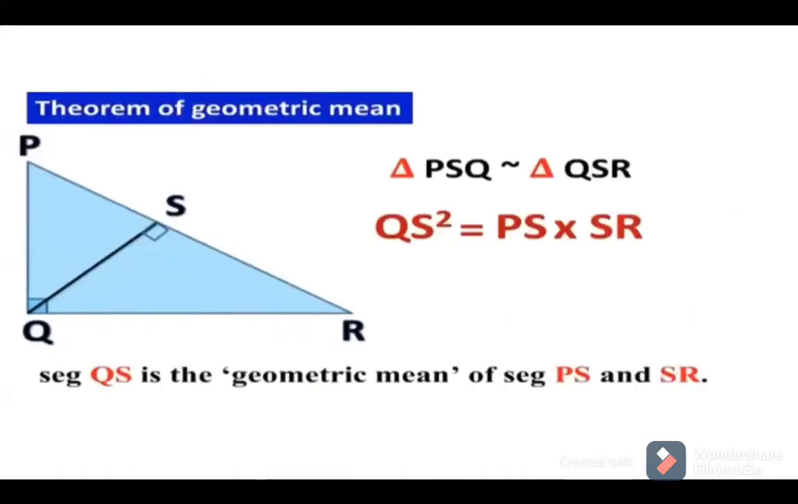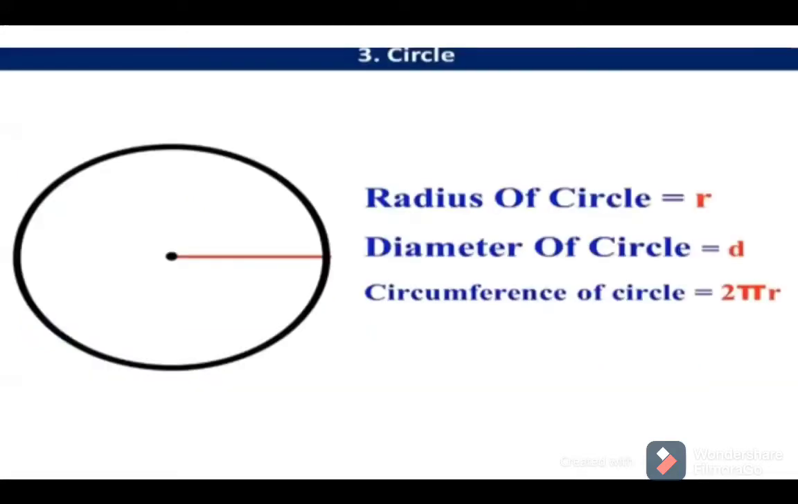Let's study theorem of geometric mean. If triangle PSQ is similar to triangle QSR, then QS square is equal to PS into SR. Seg QS is the geometric mean of seg PS and SR.